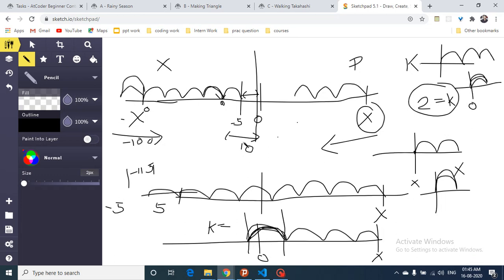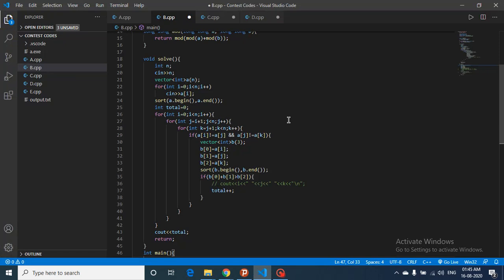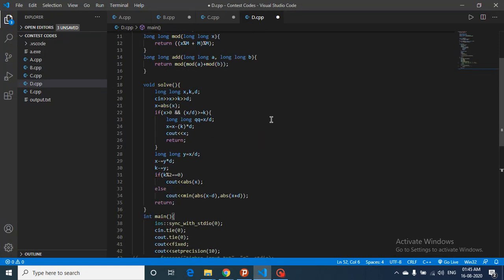That's the whole logic for this question. Let's move on to the code to make it more clear. So the code is what I've said. First, make x the absolute value of x, which means I am removing the negative part from x. Then I have two conditions.